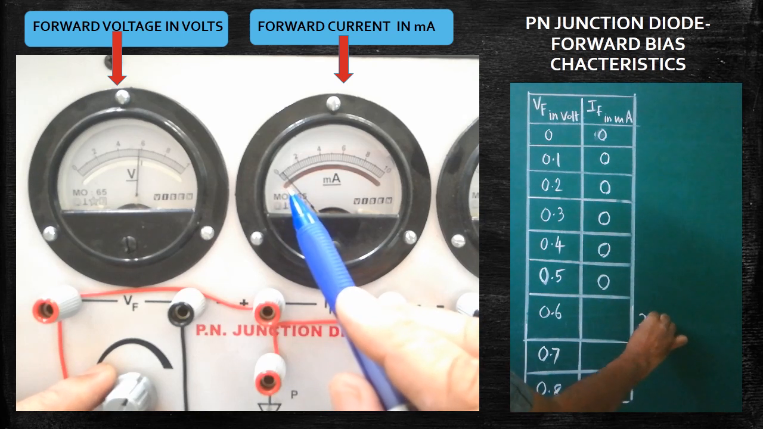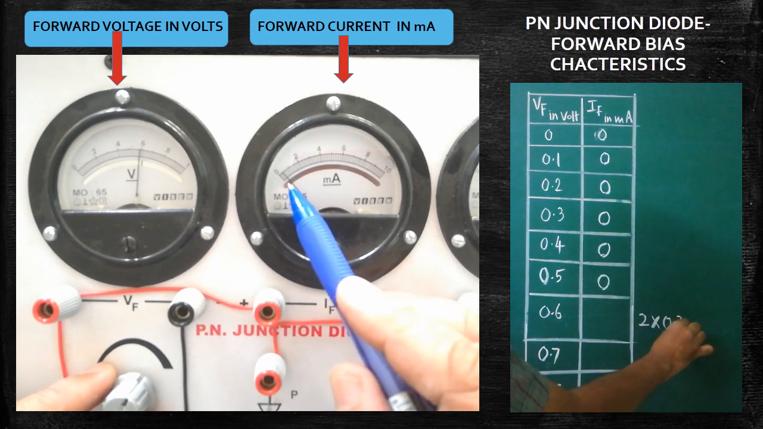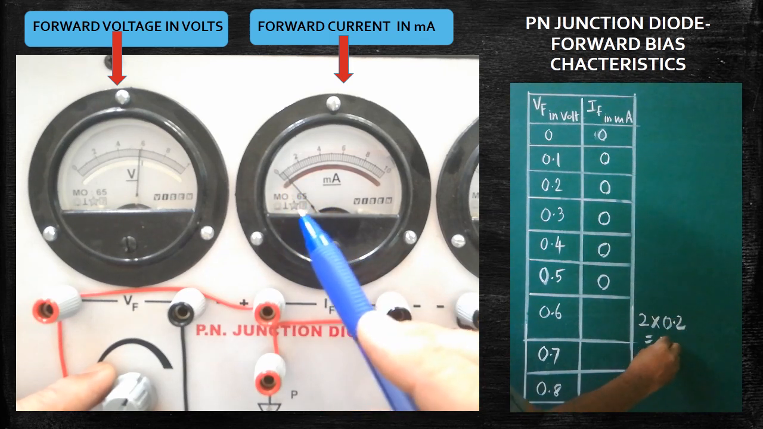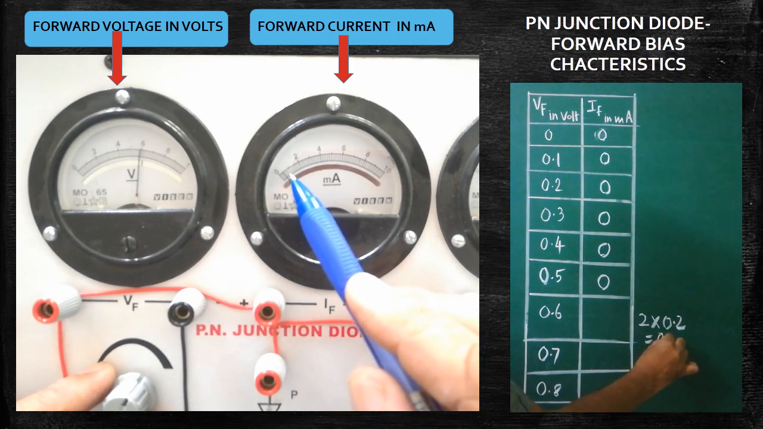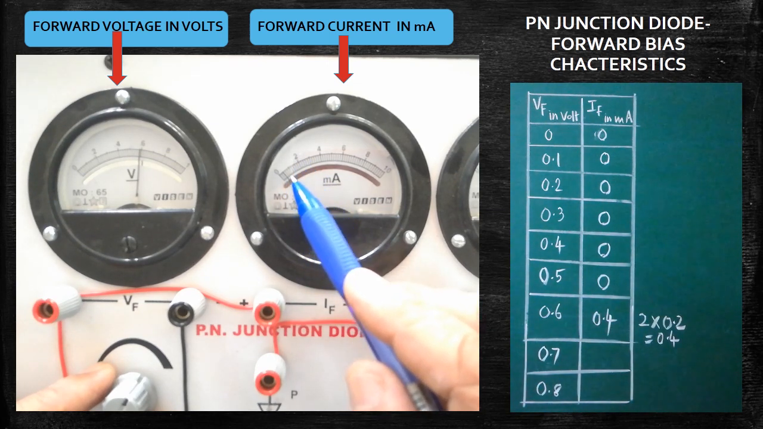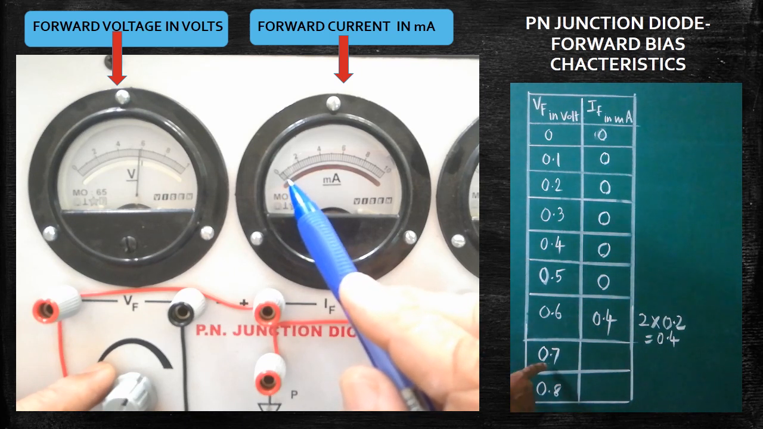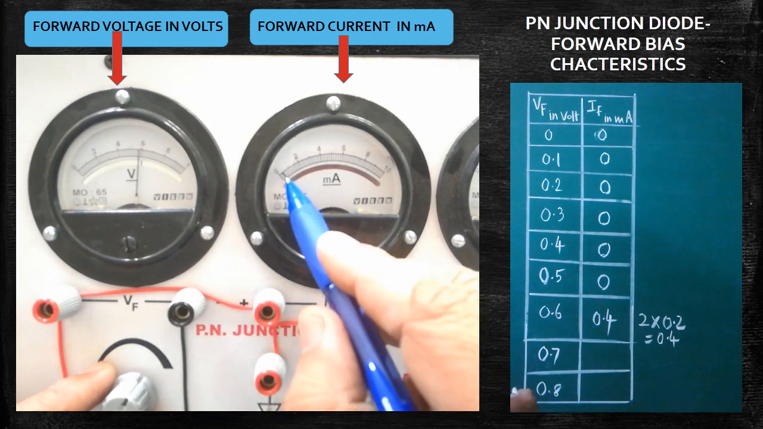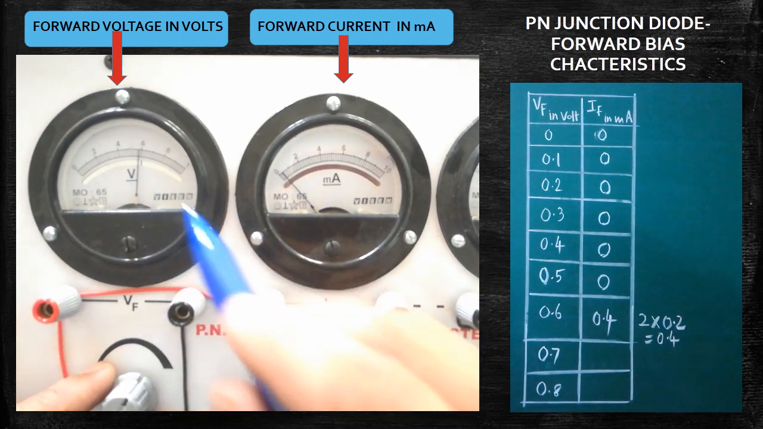Look at some small variation in IF. Just 2 divisions are shown here. Here the least count is 0.2. Here 2 is there, no? 2 divided by 10 is equal to 0.2. 0.2 into number of divisions. 2 into 0.2 is 0.4. So that is the reading.